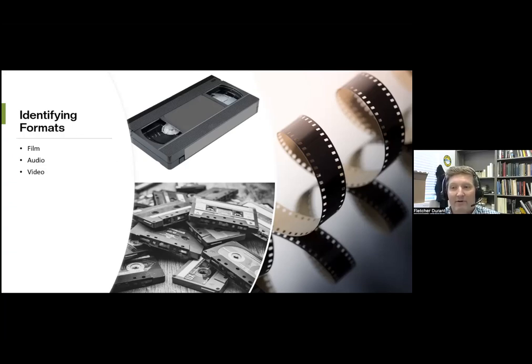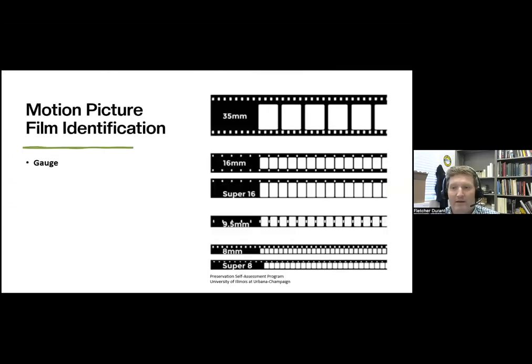So if you have motion picture film, the first thing you want to be able to identify is what is the gauge. Do you have an 8mm film that was a home movie, or do you have a 35mm film for a feature-length film?